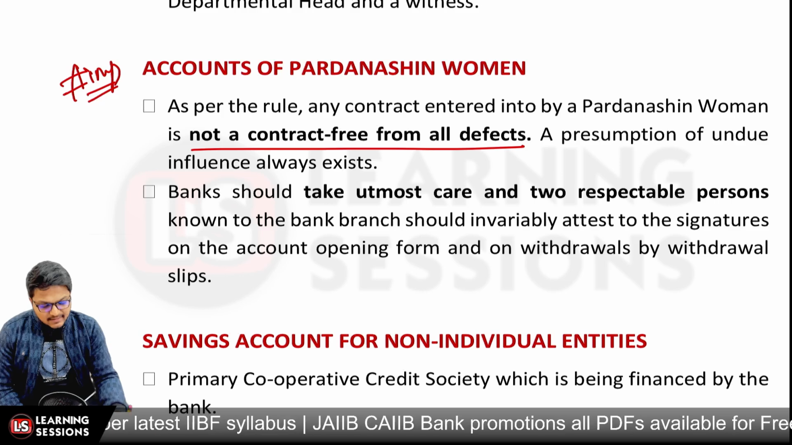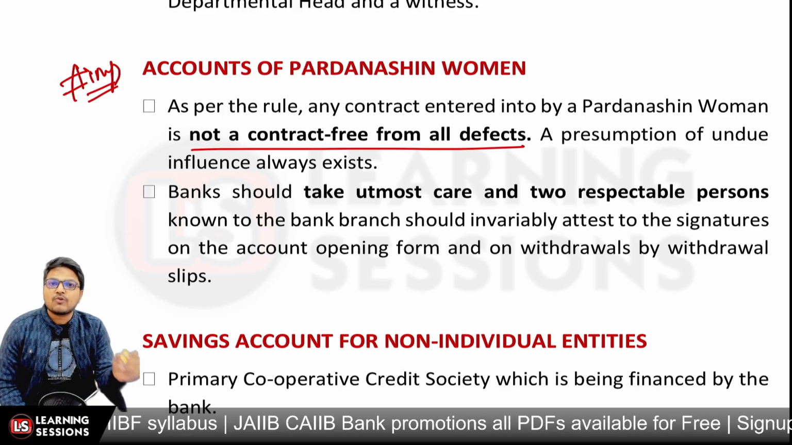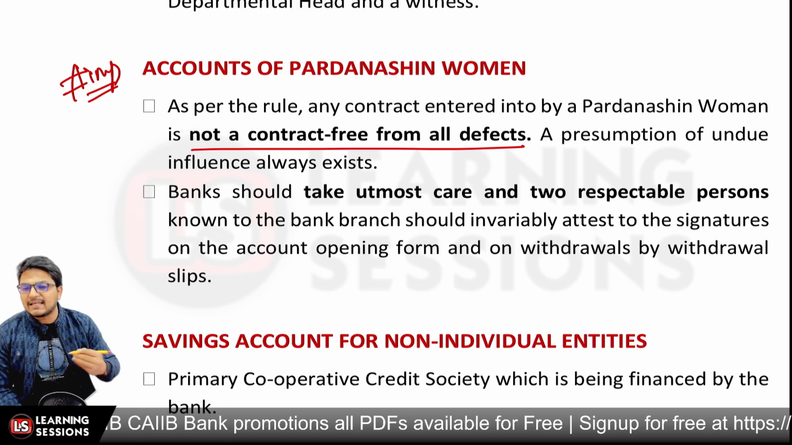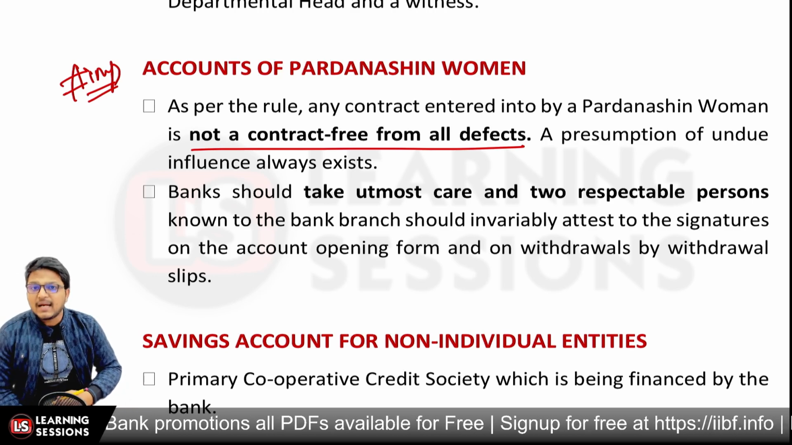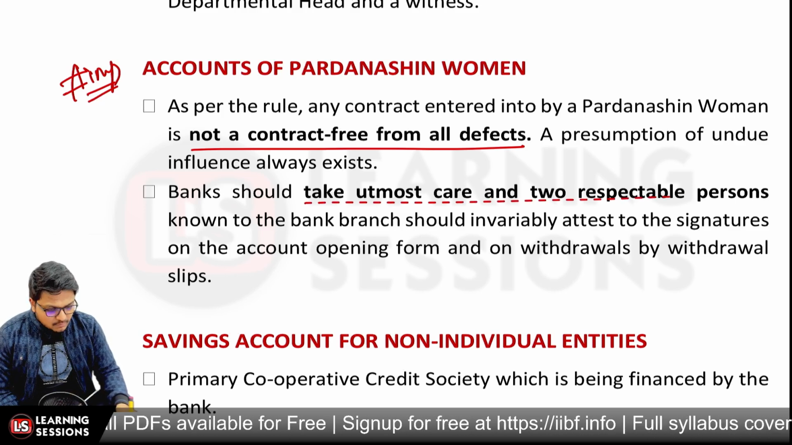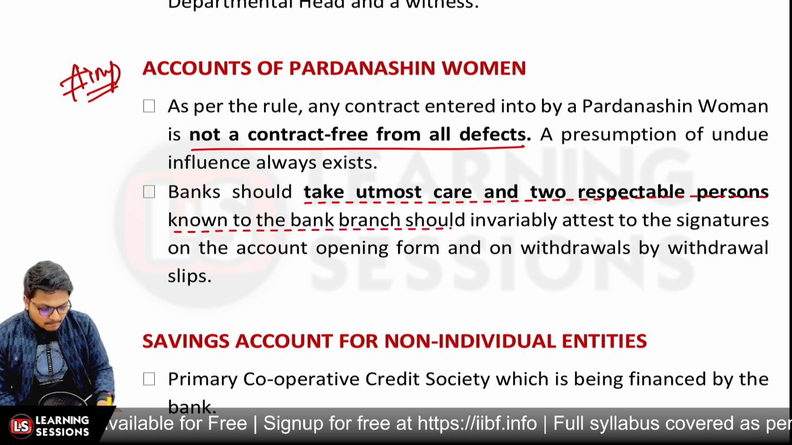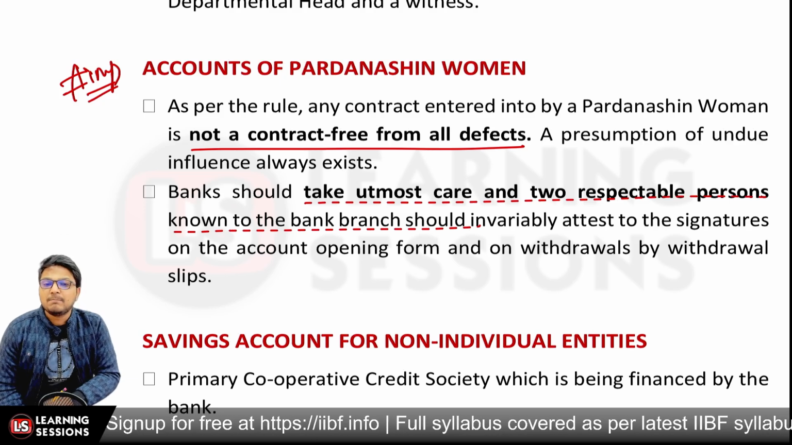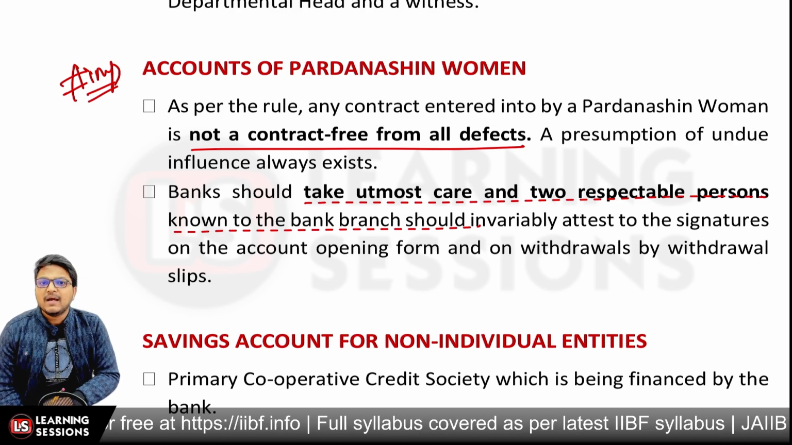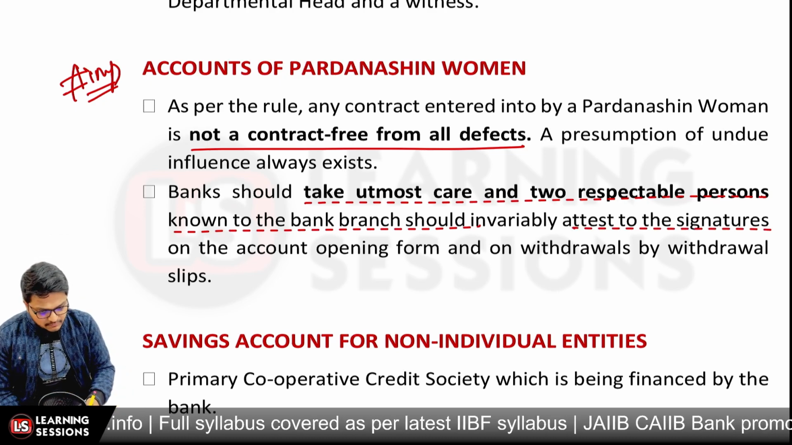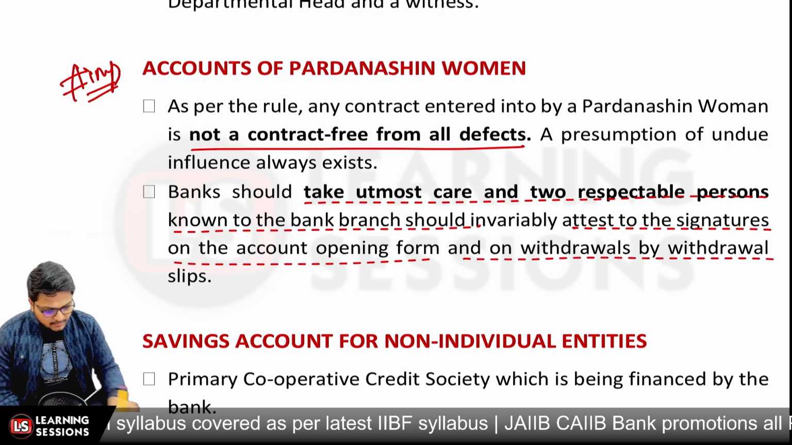So they may present some of the defects in such kind of contract, because a presumption of undue influence always exists in that scenario. And further, banks must take the utmost care whenever the account opening form of such persons is being opened, and at least witnesses of two respectable persons who are known to the bank must be taken, who can invariably attest the signatures on the account opening form and on withdrawal by the withdrawal slip.